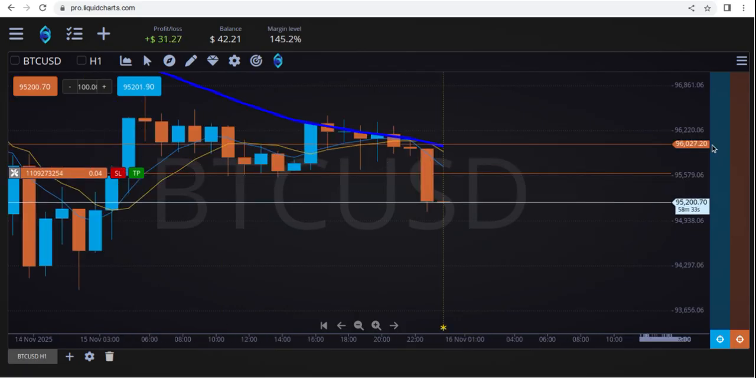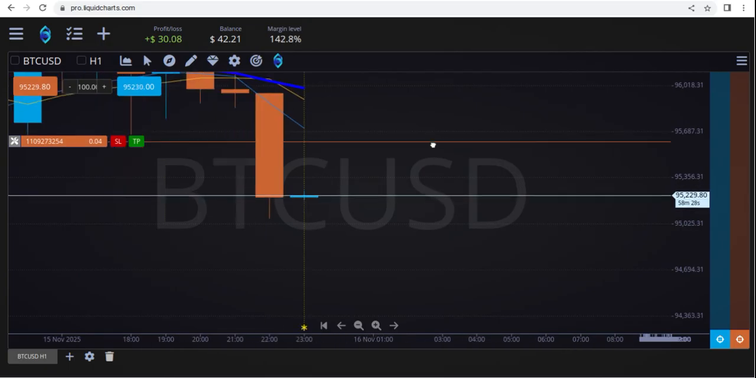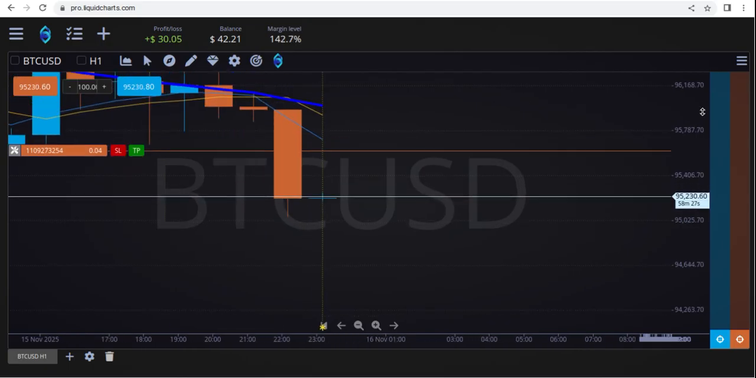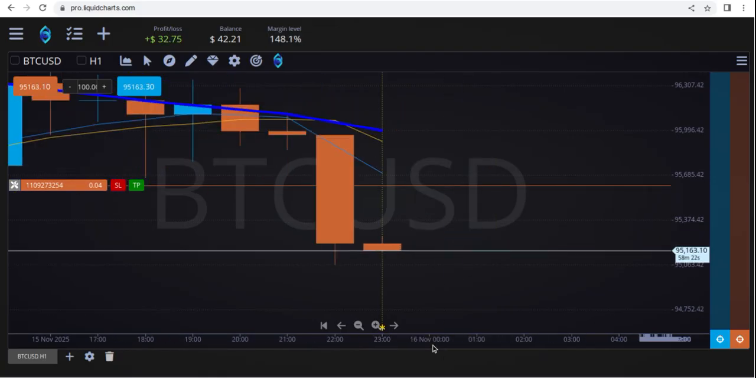right here, let me make it bigger so you can see. And that's what I love about this particular software. It's kind of like MetaTrader 4 and TradingView in one. Now you look at this. Hold on, let me get back to what I was saying.